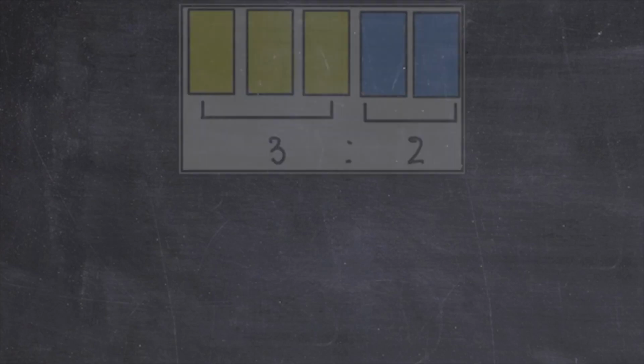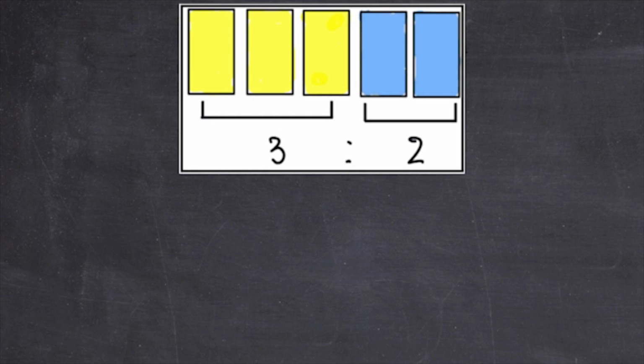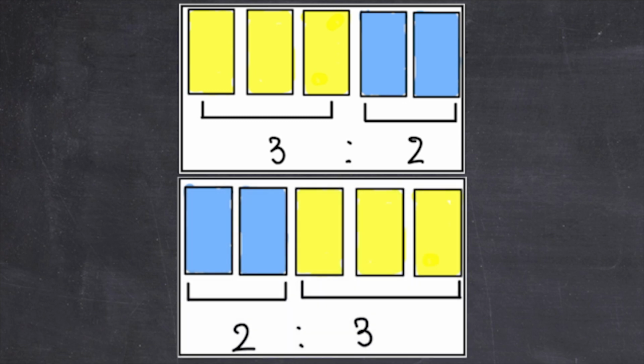It's important to always write the numbers in the ratio in the order that they are compared. Let's look back at our yellow and blue blocks. The ratio of yellow to blue is 3 to 2, but if we were to write the ratio of blue to yellow, it would be 2 to 3. The two ratios are not the same because the order in which the colors are compared is different. This is a common mistake, so be sure to pay attention to the order of the ratio the problem is asking for. Now that we know how to write ratios, let's use them to practice comparing things.